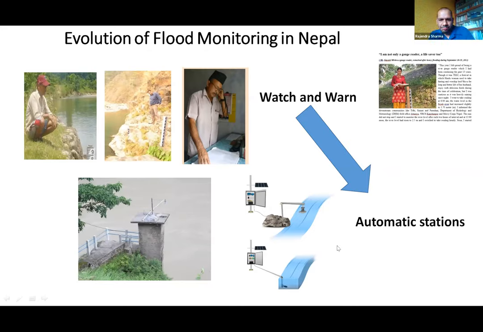But now we have been upgrading our system, and now we are in the automatic system. We have installed many automatic sensors to sense the water level and post that data to our central server here in Kathmandu, and we can use that automatic data. So we are becoming more robust and more modern. We are modernizing our system in Nepal in recent years.